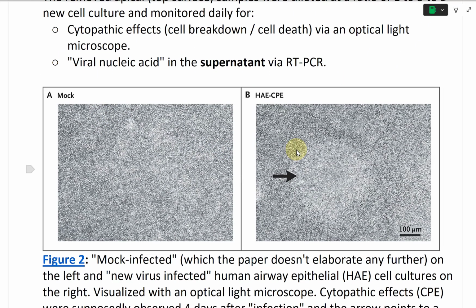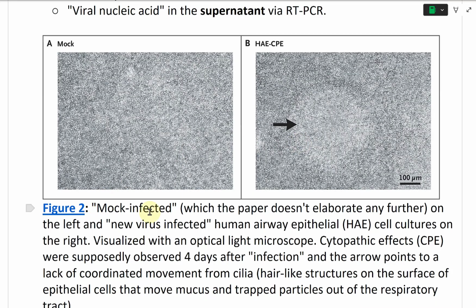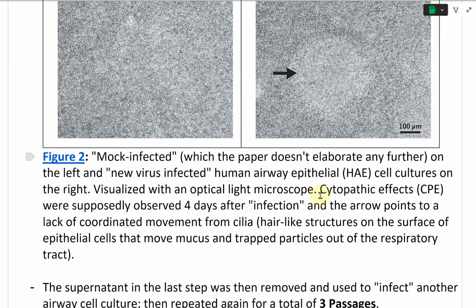And there's the mock, and there's the human airway epithelial cell. So figure 2, mock infected, which the paper doesn't elaborate any further, on the left, and quote, new virus infected human airway epithelial HAE cell cultures on the right. Visualized with an optical light microscope, and then cytopathic effects, CPE, were supposedly observed 4 days after quote infection.